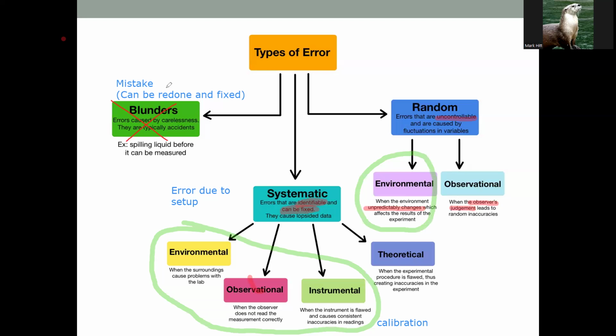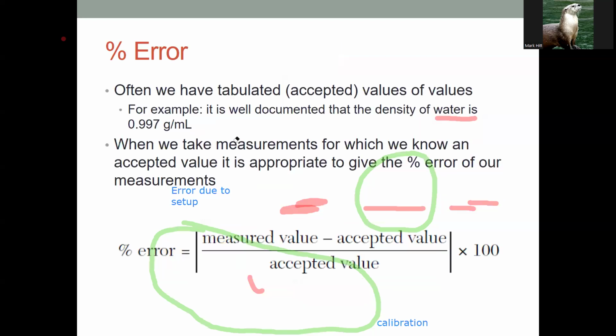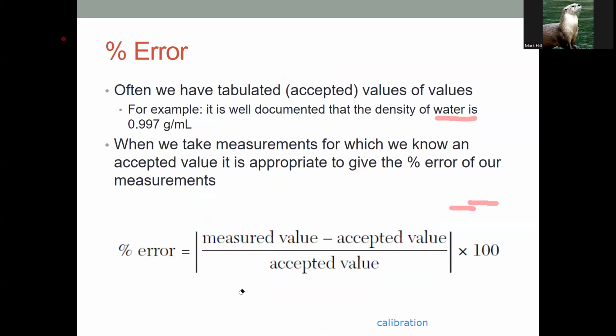Now, I want to go to another topic here. I want to talk about percent error. We know that in chemistry, we have what we call tabulated or official values. These can be found in textbooks. This would be something like, for example, the density of water is 0.997 grams per milliliter. We are going to do a lab where we calculate the density of water.